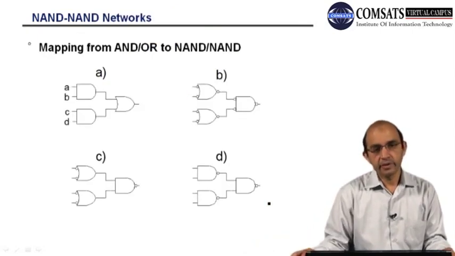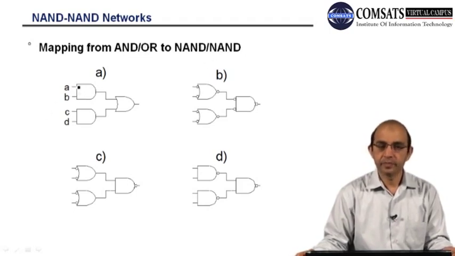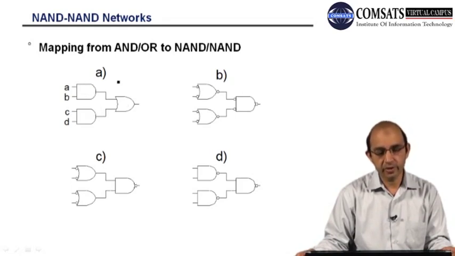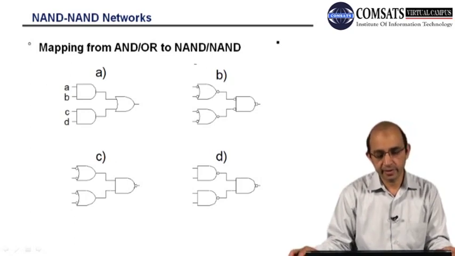So here is the mapping. If you want to map AND-OR to NAND-NAND, keep that in mind. So here is the circuitry that we want to convert. You can see we have an AND gate and then OR, so this is AND-OR logic. We wish to convert that circuit, that logic, to NAND-NAND logic.